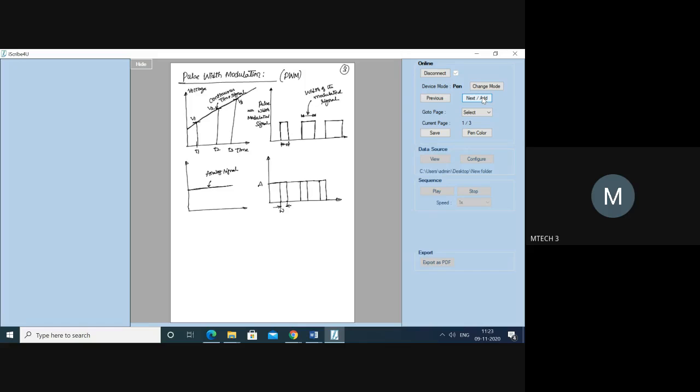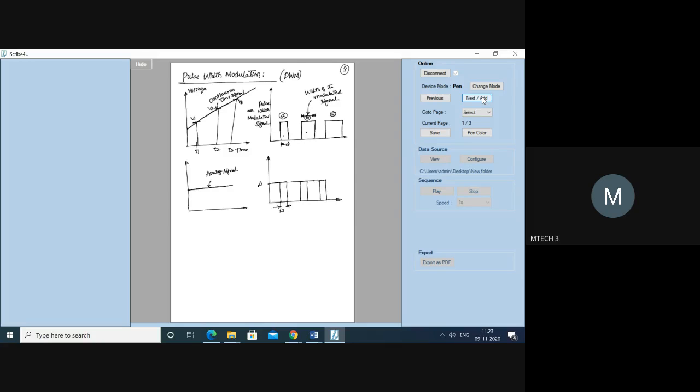Is the amplitude increased from this diagram to this diagram, from A to B? No, sir. Then what has increased? Width, sir. Width has increased. Okay, then go to C. Is the amplitude increased? No, sir. What has happened? The width has increased. Okay, why has the width increased?